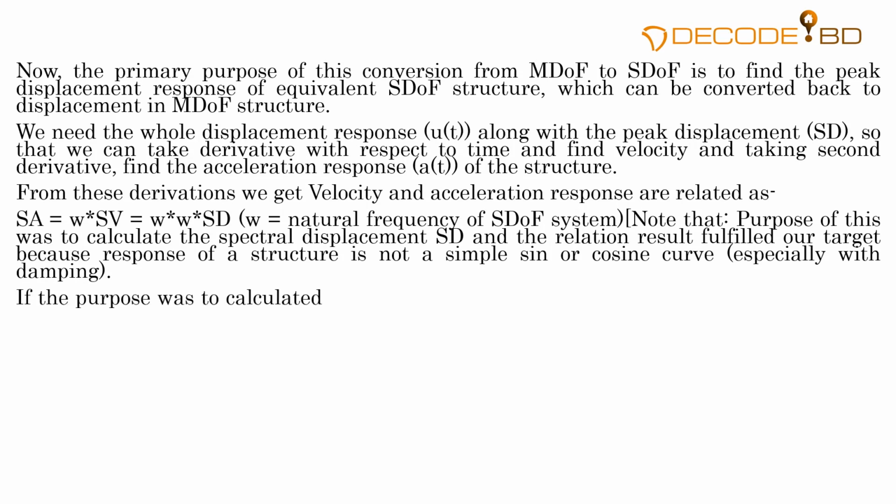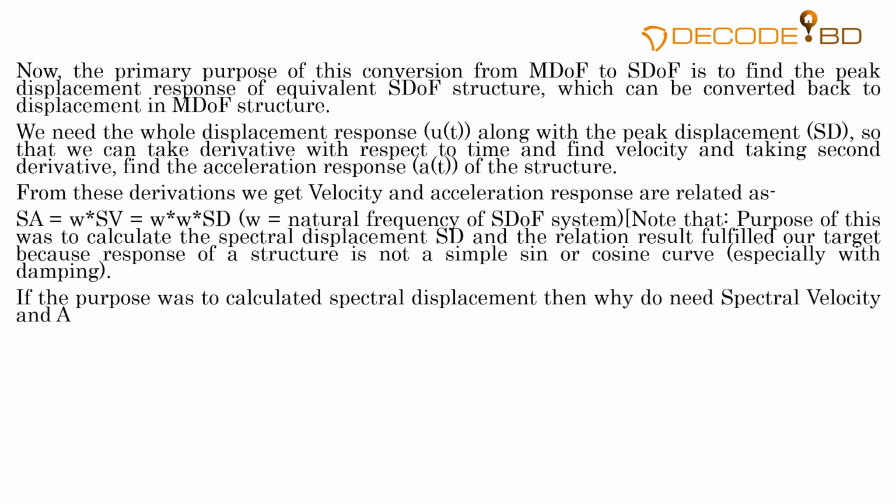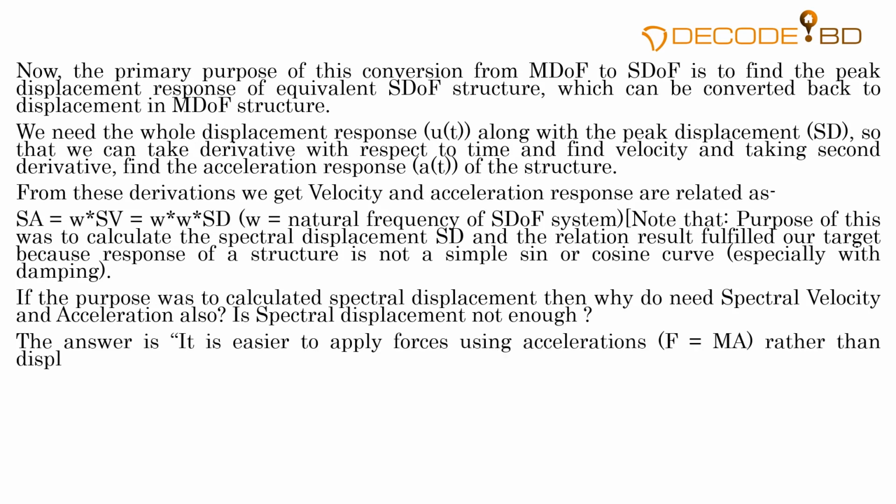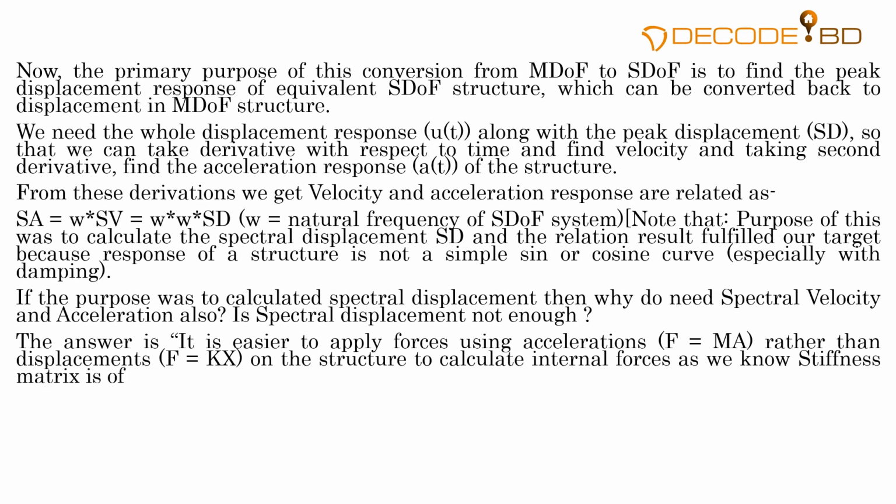If the purpose was to calculate spectral displacement, then why do we need spectral velocity and acceleration also? Is spectral displacement not enough? The answer is it is easier to apply forces using accelerations, F equal to ma, rather than displacement, F equal to kx, on the structure to calculate internal forces. As we know, the stiffness matrix is often complex, whereas the mass matrix is usually easy and diagonal.